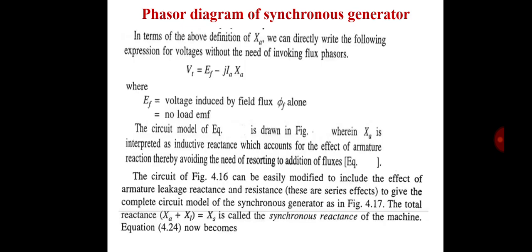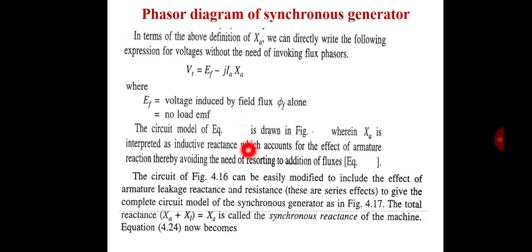Now, in terms of the above definition of XA, we can directly write the following expression for voltage without the need of invoking the flux phasor. From the phasor diagram, we write Vt is equal to the vector sum of EF and minus jIa XA. So Vt is equal to EF minus jIa XA, as we see in the phasor diagram, where EF is the voltage induced by field flux phi F. It is the no-load EMF.